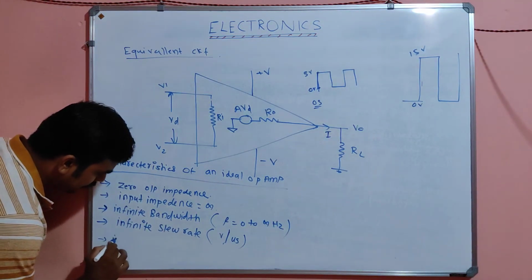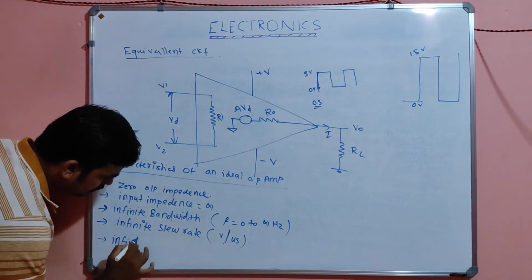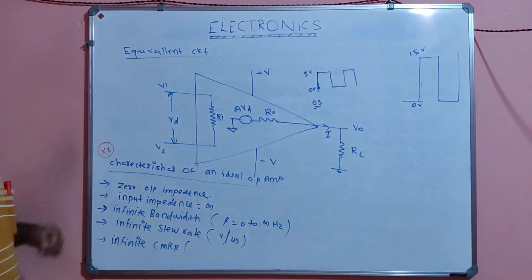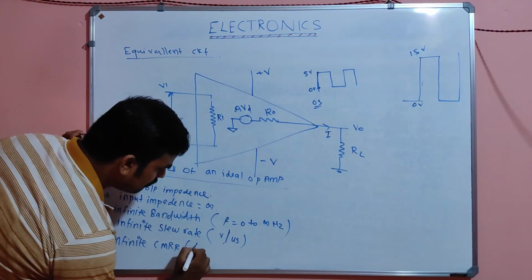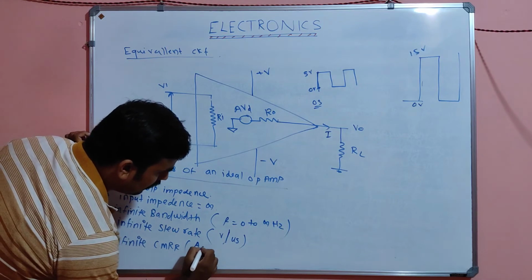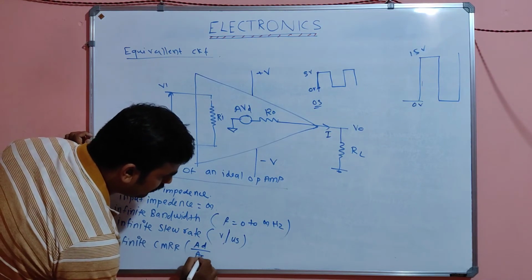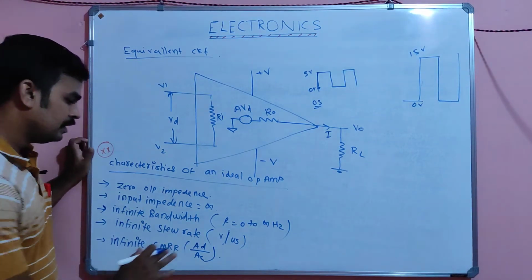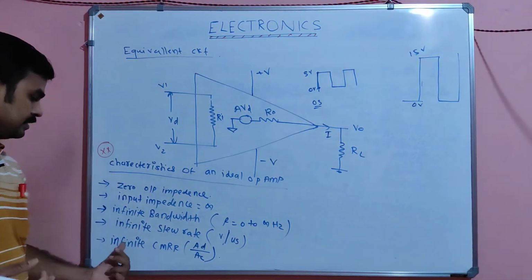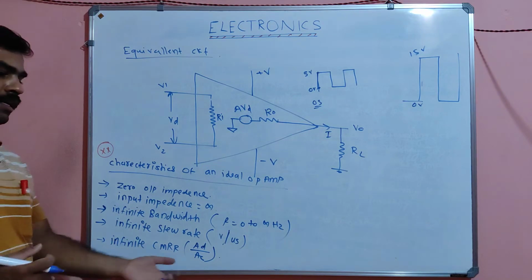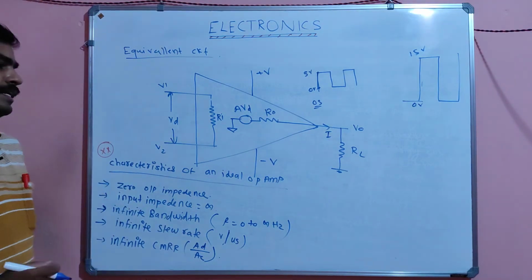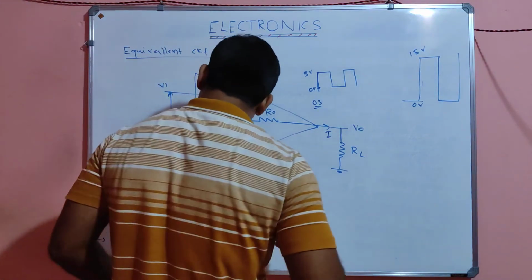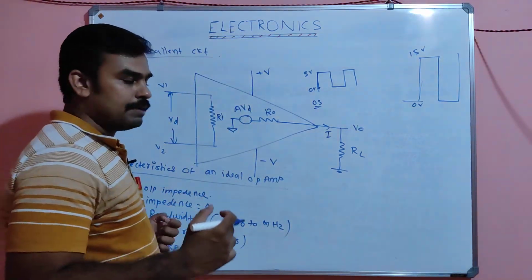Next one, infinite CMRR. CMRR is nothing but, my dear, differential mode gain divided by common mode gain. These things also I will explain later in detail, and CMRR and related problems we will discuss later. But as of now, I will give a brief idea of what CMRR means.